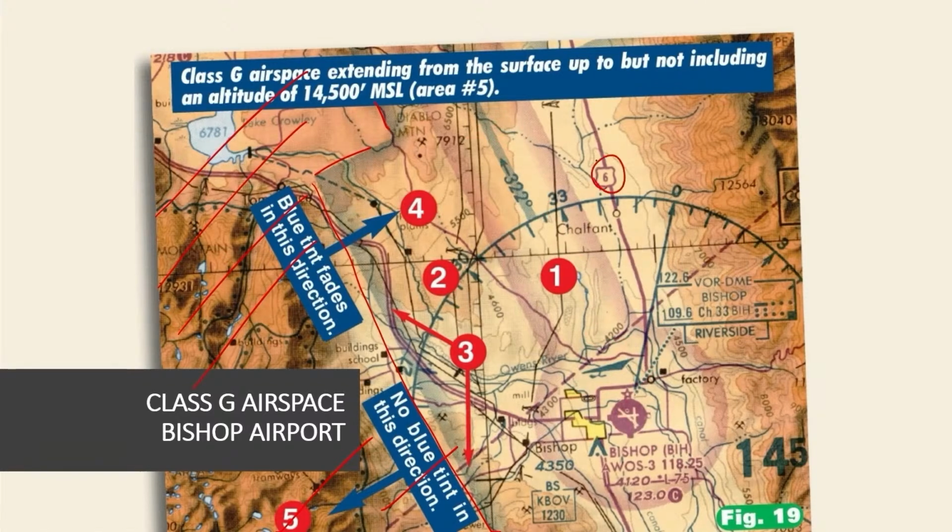If I'm standing right by Freeway or Highway 6 right there, there is no shading anywhere around that. Then what that's telling me is that if I'm standing at my car there, from the surface up to 1,200 feet AGL is Class Golf, and then everything above that is Class Echo. If I'm standing right here, to the left of that hard shaded line, then it's Class Golf from surface to 14.5, and then everything above 14.5 up to but not including 18,000 is Class Echo airspace. Okay, it's going to take some practice.